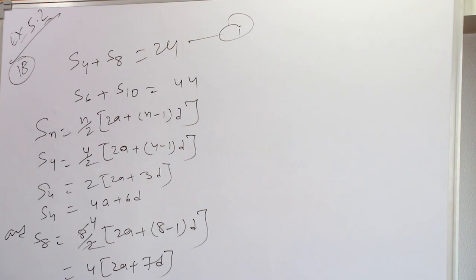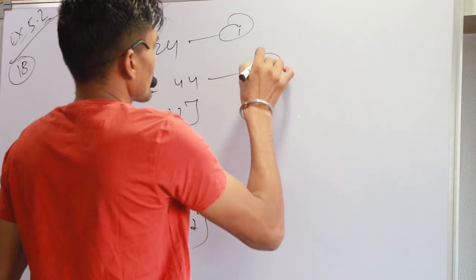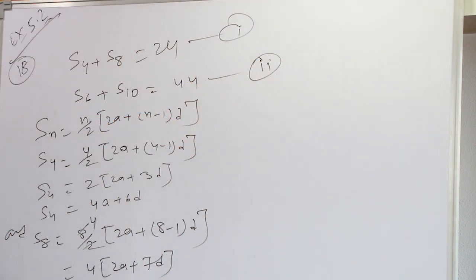Now from equation 1, S4 plus S8 equals 24. So what is the value of S4? This is the value of S4. That means we can write here 4a plus 6d plus 8a plus 28d is equal to 24.